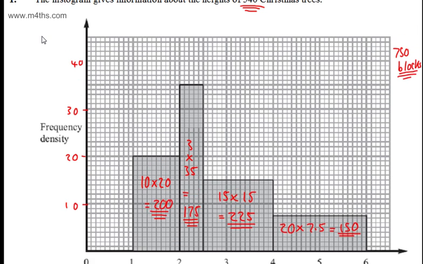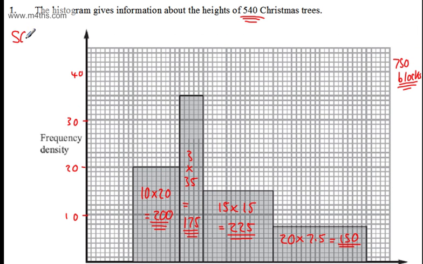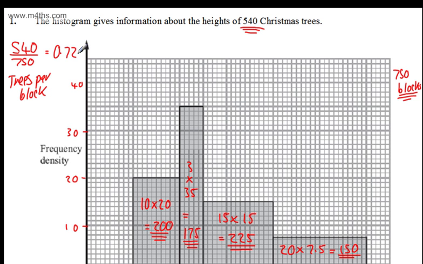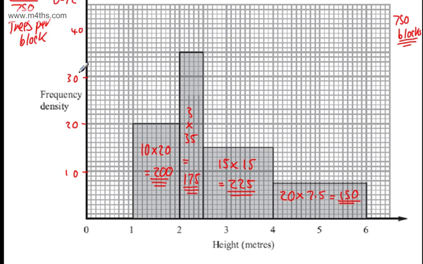So a couple of different approaches. What I'm going to do is 540 divided by 750. This is going to tell me how many trees per block. So just jot that in, trees per block. So in the calculator, let's do 540 over 750, which is the same as 54 divided by 75. That's going to give me now 0.72. So each block gives us 0.72 trees.